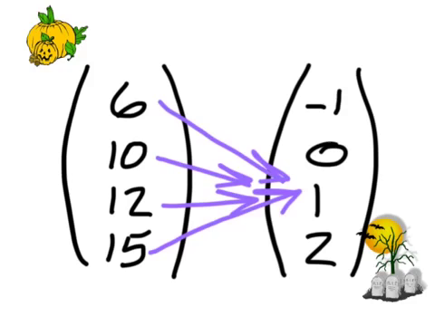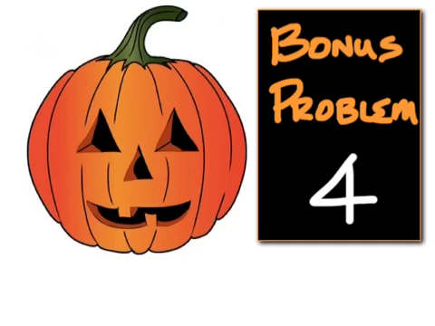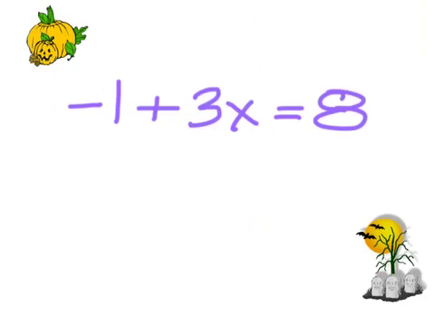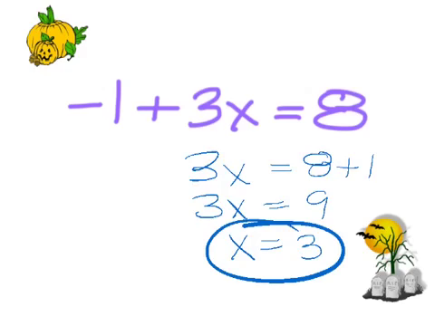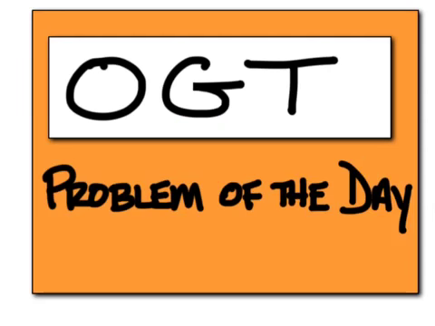Practice problem number 4. On this one, you have just one leaving each domain element, so that is a yes. Bonus problem number 4. It should be 3x equals 8 plus 1, which will give you a 9. Divide it by 3 to get 3.